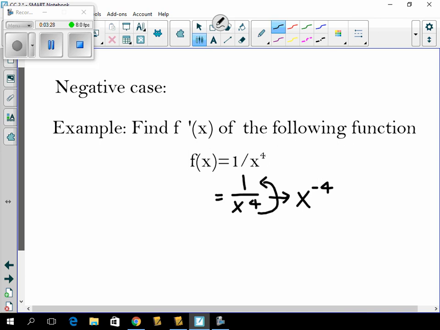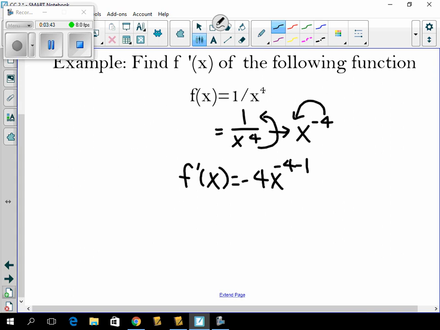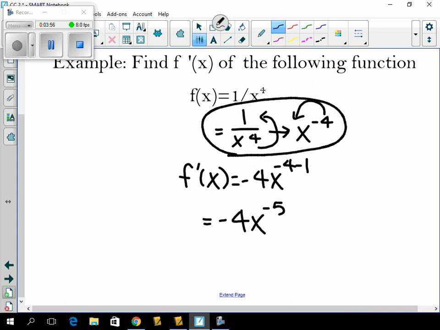I'm going to follow the exact same rule with the power rule. So for f prime, I'm going to bring down the negative 4. So negative 4x, and then to the negative 4, I'm still going to subtract 1. So it's still the same rule, but this time with a negative number. So this time I get negative 4x to the negative 5. And so that is our derivative of 1 over x to the 4th. So you always want to do this conversion first. It will make your life 10 times easier.